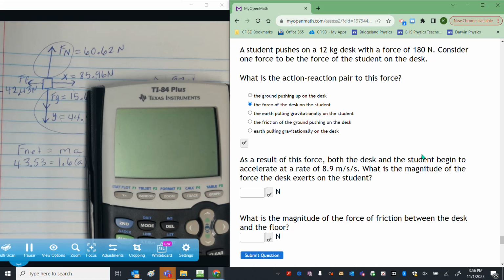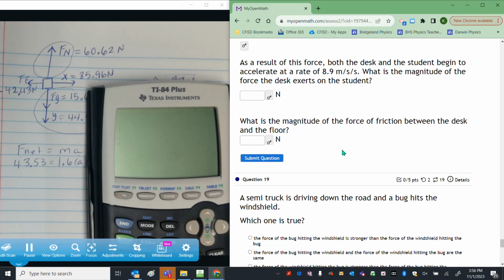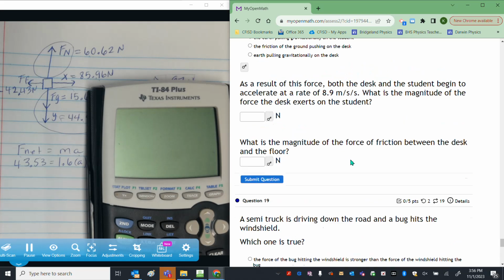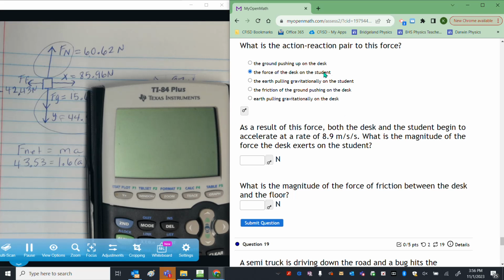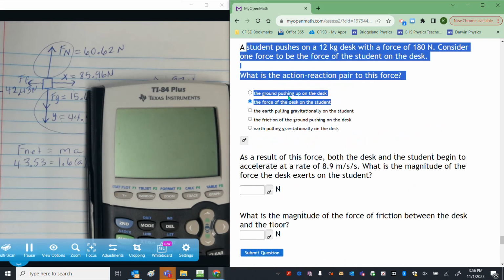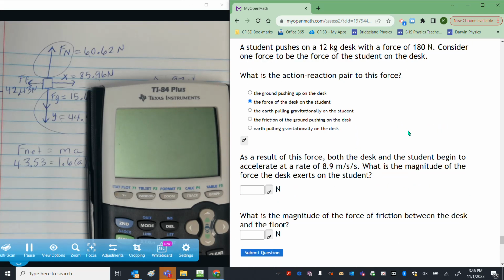As a result of this force, both the student and the desk begin to accelerate at a rate of 8.9 meters per second squared. What is the magnitude of the force the desk exerts on the student? You just told me. Okay, this is a force pair. The student pushes the desk, the desk pushes the student. If the student pushes with 180, then the desk pushes also with 180. It does ask for the magnitude, so I don't need to include the negative sign.